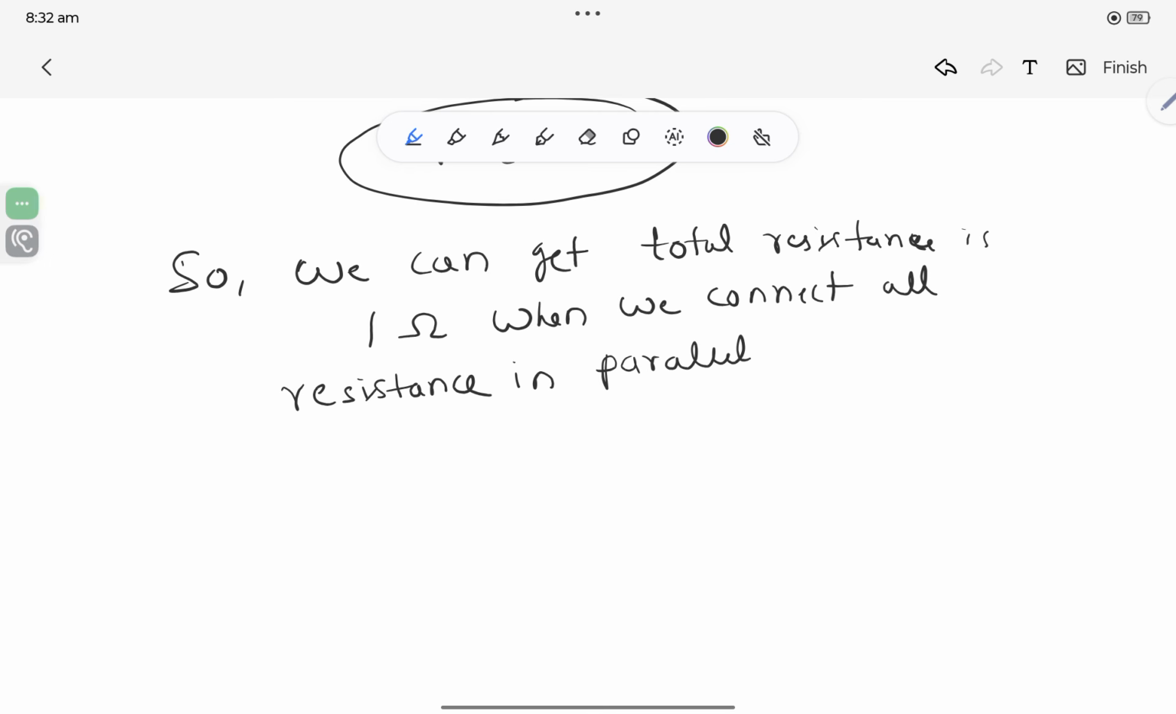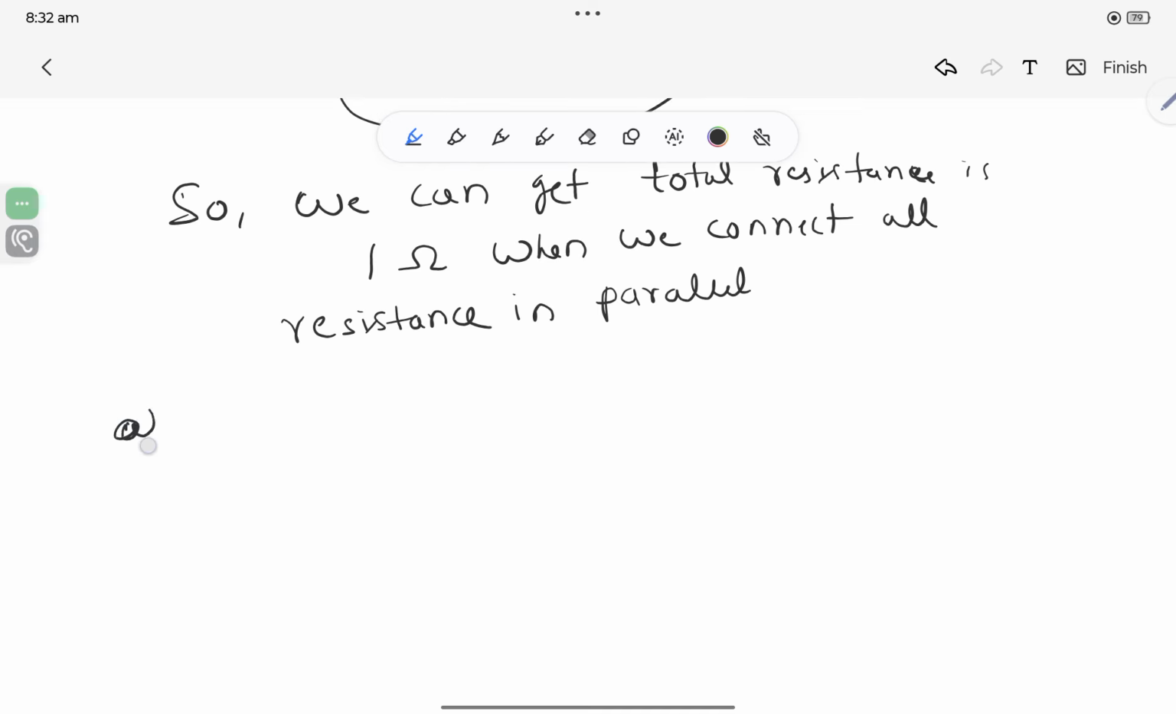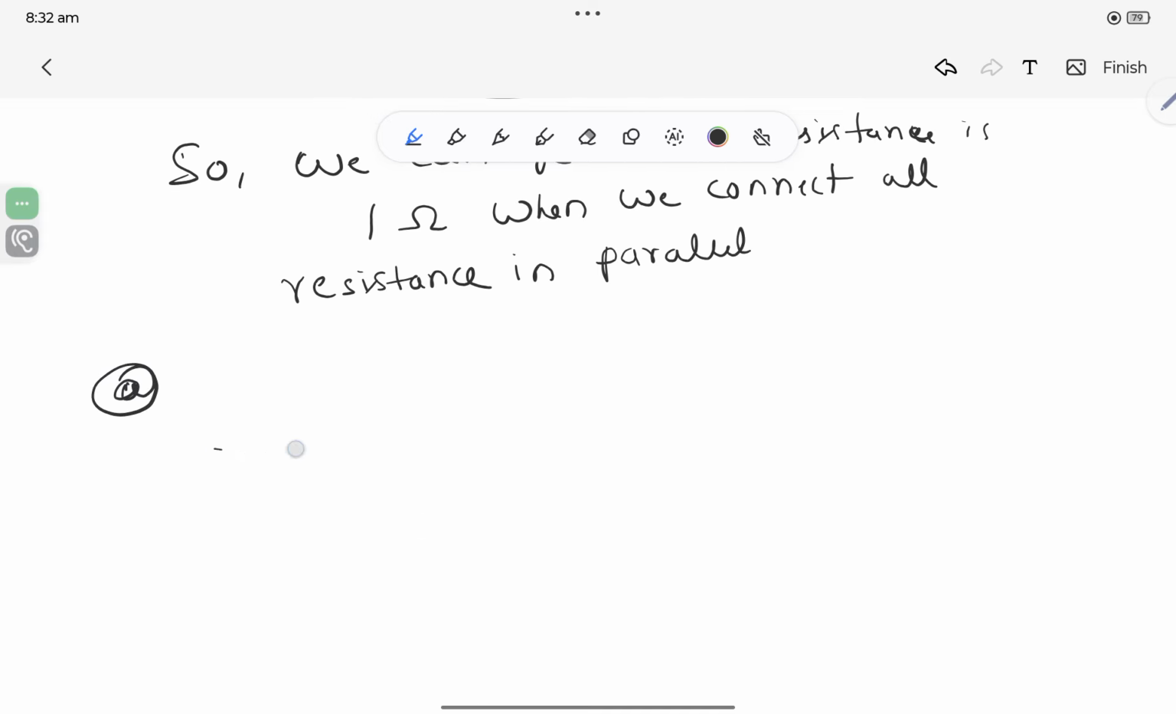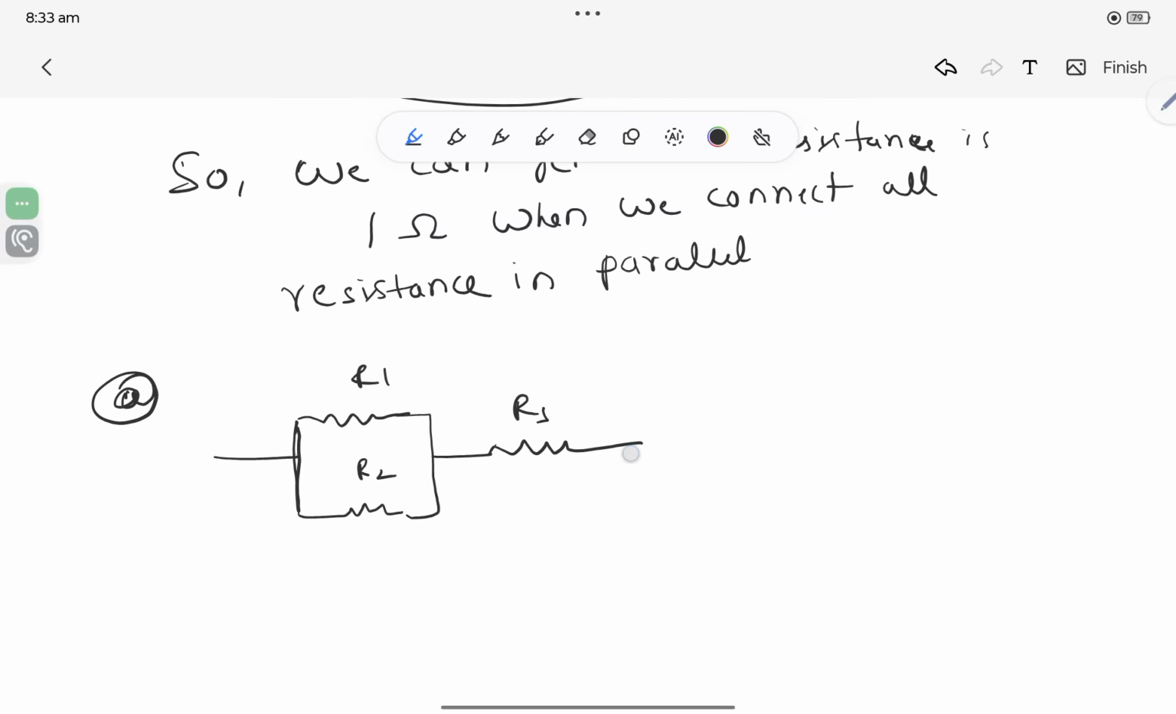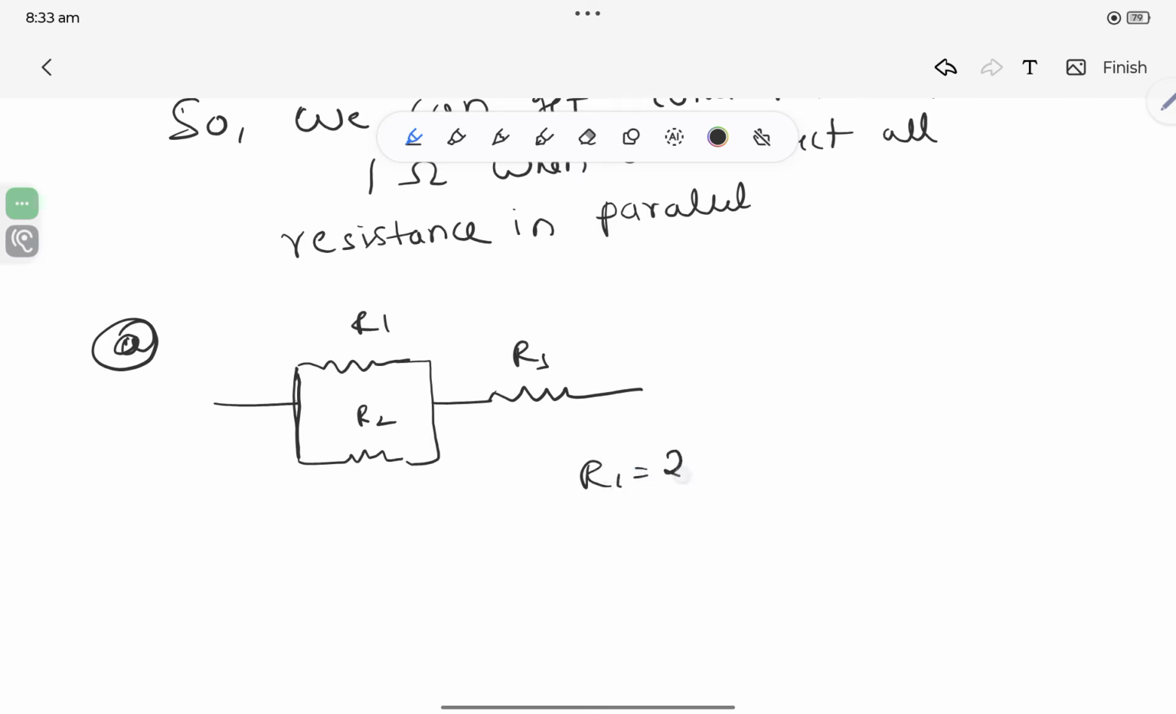Second case done. Let us try the first one. Let us try two resistors in parallel and the remaining one in series with this. First two parallel, the remaining one is series with this. This is R1, R2, R3. We will see by the trial and error method: R1 is 2 ohm, R2 is 3 ohm, R3 is 6 ohm.